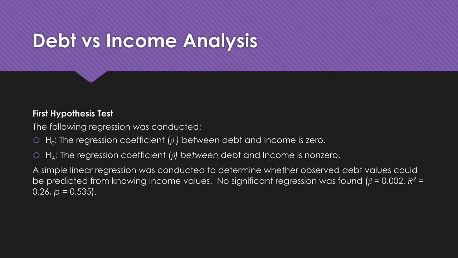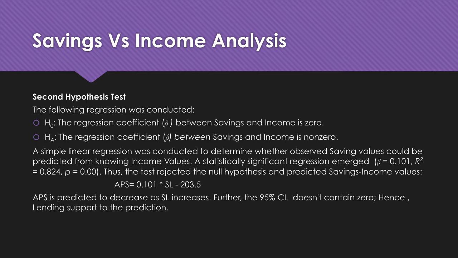After doing this test, a second test was made, which was the savings versus income analysis. In this test, we also had again the null hypothesis and the alternative hypothesis. In the null hypothesis, the regression coefficient beta between savings and income is 0, and in the alternative, the regression coefficient between savings and income is non-zero. Again, we took the data inputted in the software and carried out a simple linear regression to determine whether the observed savings amount could be predicted knowing the income value. So based on the income we have, is it possible to predict the savings that we'll be making?